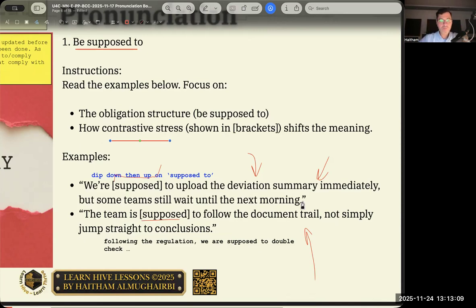Okay, here we go. We're supposed to upload the deviation summary immediately, but some teams still wait until the next morning. And the second one: the team is supposed to follow the document trail, not simply jump straight to conclusions.